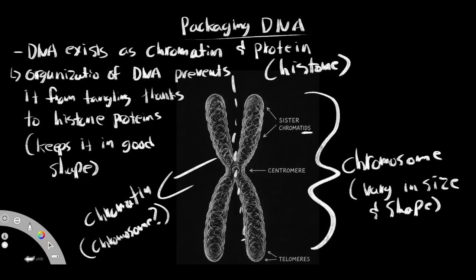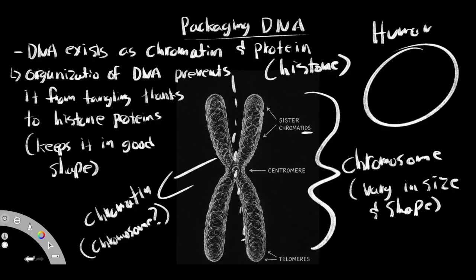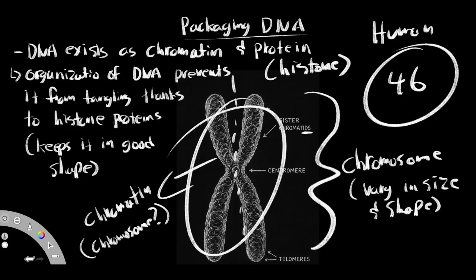Now, most multicellular organisms have less than 100 chromosomes in the nucleus of each cell. So if I have a cell here, let's say this is a human, how many chromosomes are in each cell? Well, for humans, there's 46. We have 23 pairs of chromosomes, but all together we have 46 chromosomes.